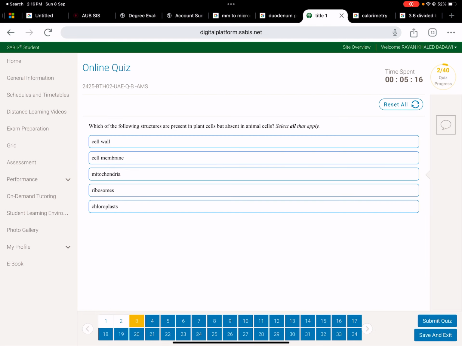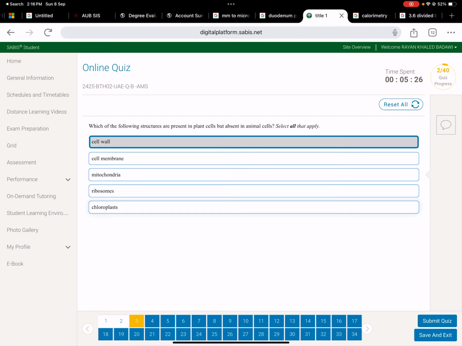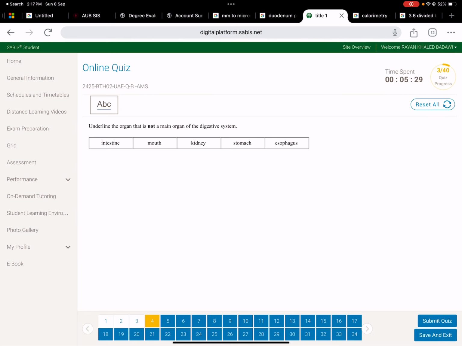Which of the following structures are present in plant cells but absent in animal cells? That's old material, but let's go over it. So plant cells have a cell wall and have chloroplasts, while animal cells don't have those two structures. Underline the organ that is not a main organ of the digestive system. So the intestine is a main organ, mouth is, kidney is not a main organ of the digestive system.